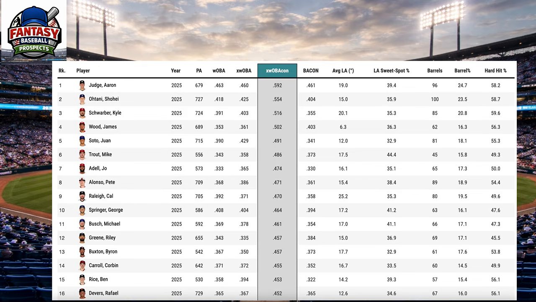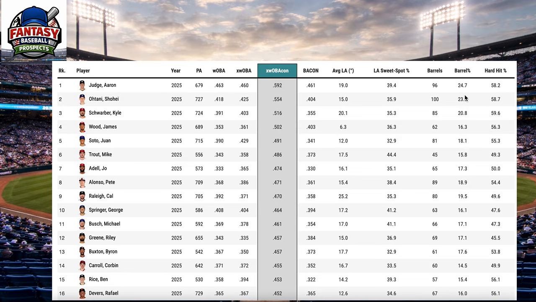So now when we look at players who have the highest expected weighted on-base average per contact, it's all the guys you'd expect to see: Judge, Shohei, Kyle Schwarber, James Wood would be an interesting one, we'll talk a little bit later, Soto and so forth. And what they all have in common, you can see, is they have really high hard hit rates, which means they impact the ball above 95 miles per hour exit velocity. They also have relatively high barrel rates. We'll talk about barrels specifically, but that's a little bit higher number.